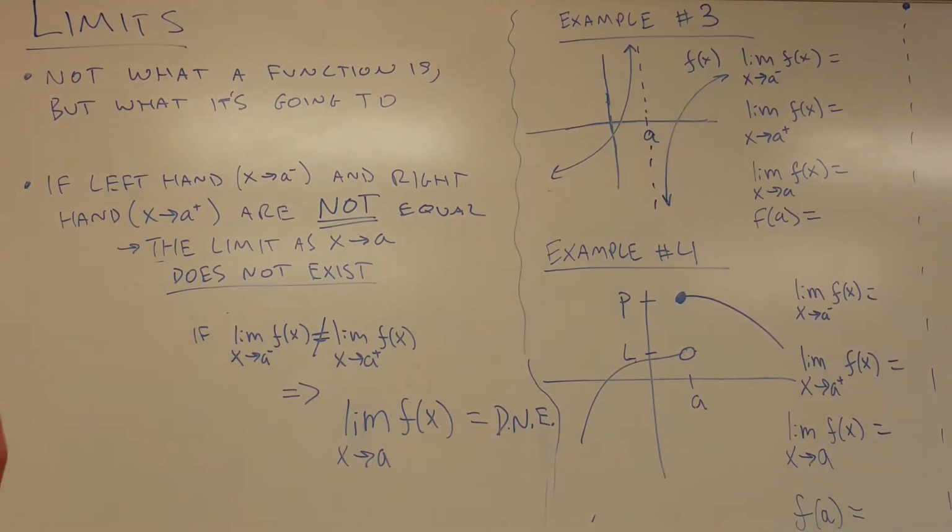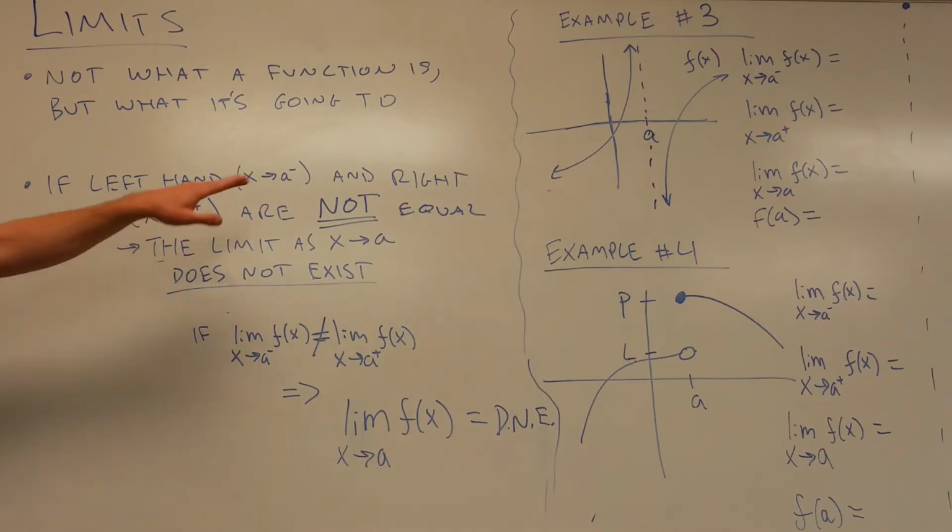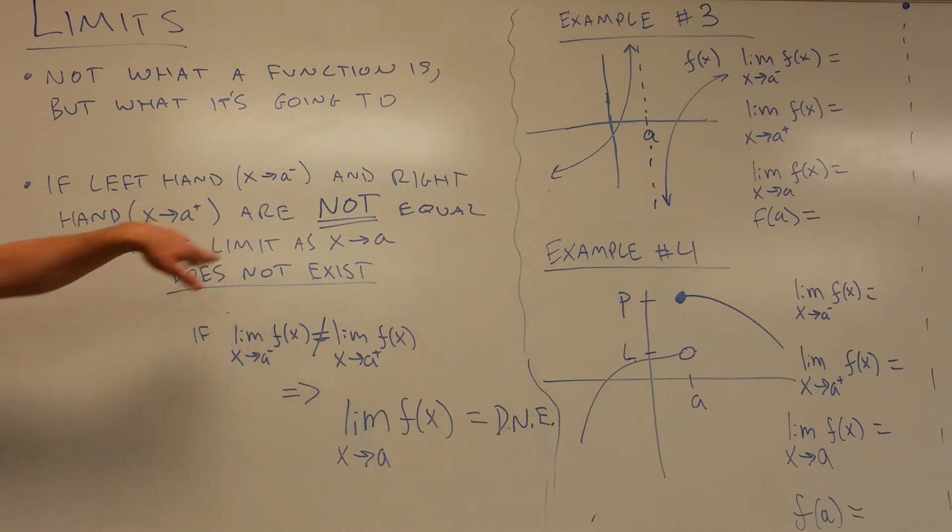Okay, so let's talk about another case when a limit doesn't exist. This is the same as the last board we had, except two new examples, and this is kind of rewritten a little bit. So we have, if the left-handed limit and the right-handed limit are not equal, then the limit as x goes to a does not exist.